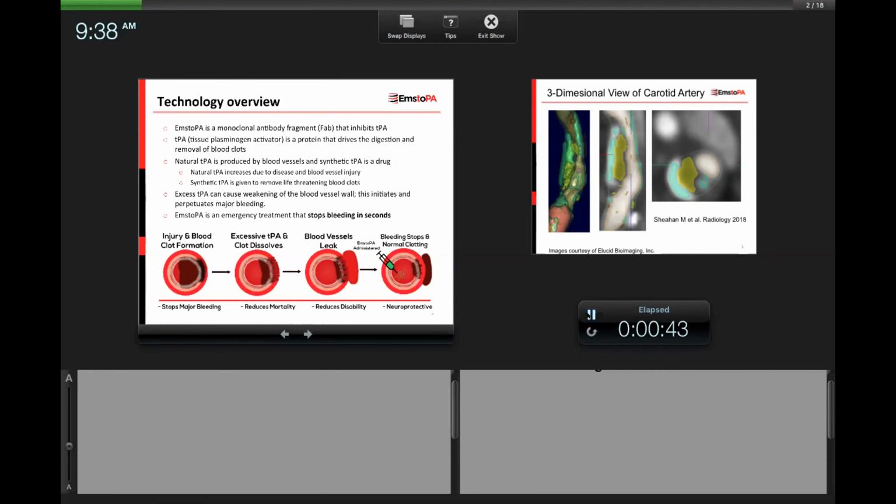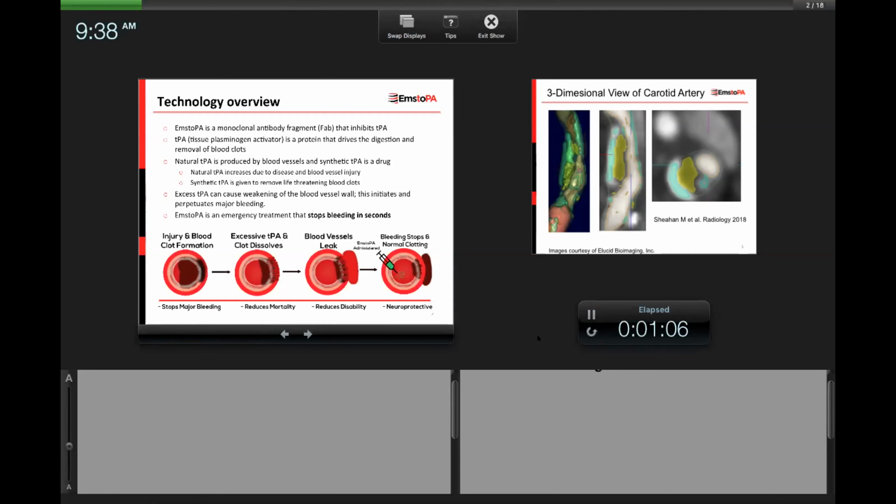However, there's a downside to TPA in that in a small percentage of patients, it can cause weakening of the blood vessel, and this can perpetuate major bleeding. And so our EmstoPA is an emergency treatment that stops the bleeding produced by this overactivity of TPA.